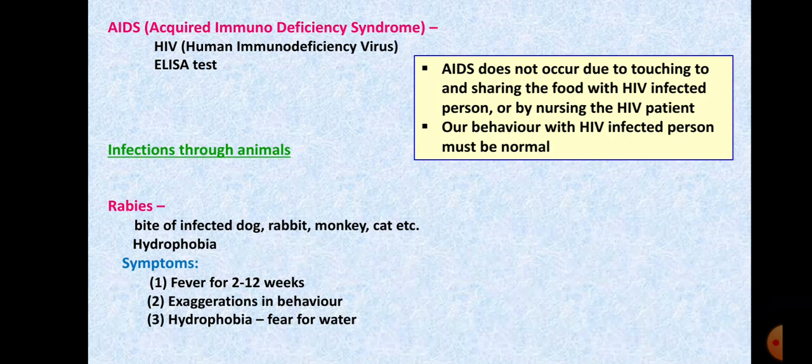Hydrophobia is one of the important symptoms of rabies. Hydro means water and phobia is fear. The person is very scared of water. That is called hydrophobia. And the symptoms are, the patient has fever for 2 to 12 weeks, that is around 3 months.